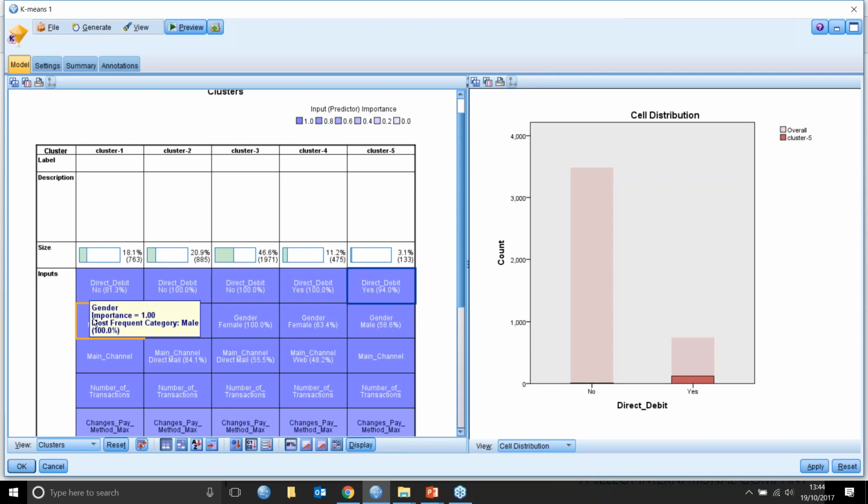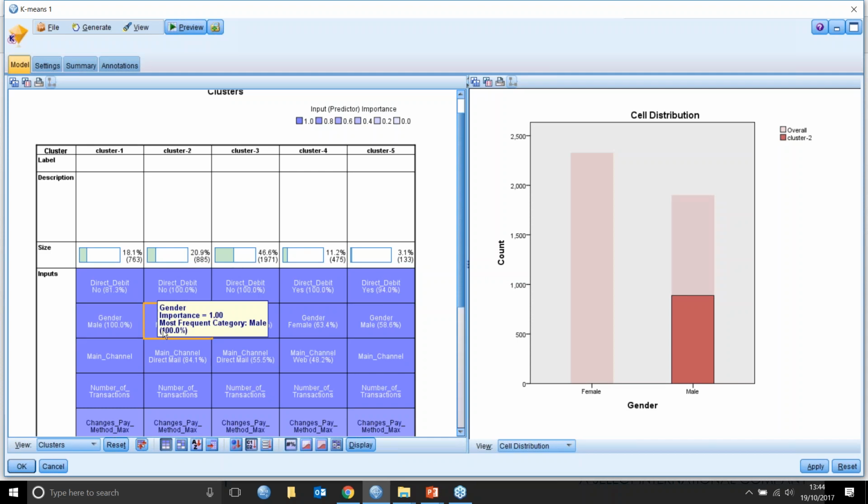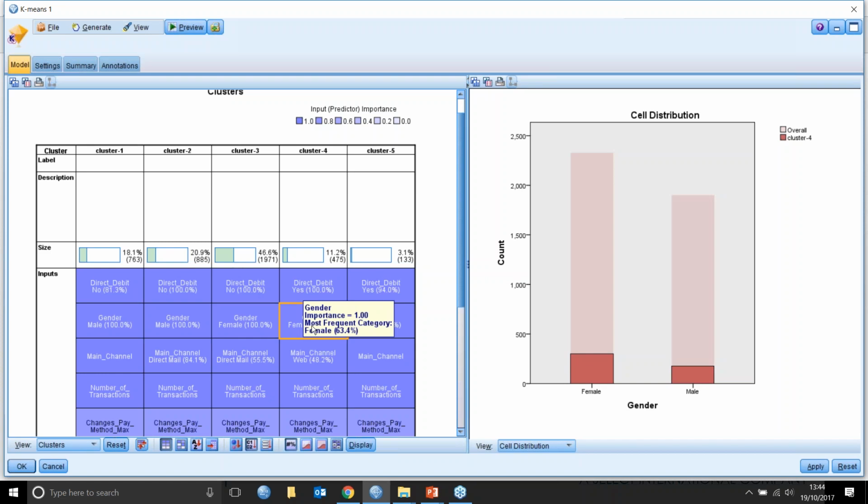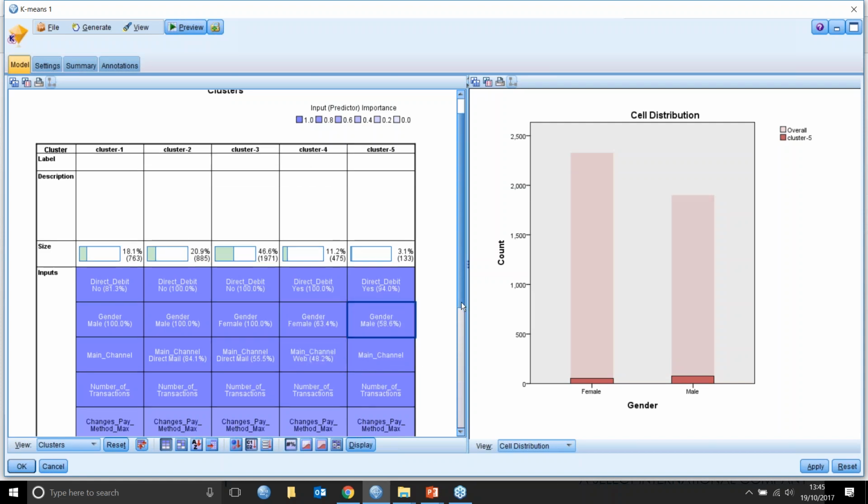In the same sense, the next one down is gender, which is seen as important. So cluster group 1 are males who do not use direct debit. Cluster group 2 are males who do not use direct debit. Cluster group 3 are females who don't use direct debit. And cluster group 4 is probably close to average. I think there's probably more females in there than males who do use direct debit, and cluster group 5 actually has a majority of males, 58% using direct debit.